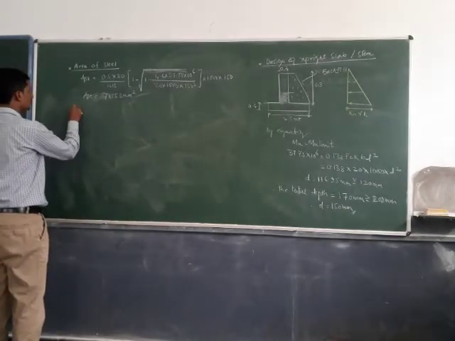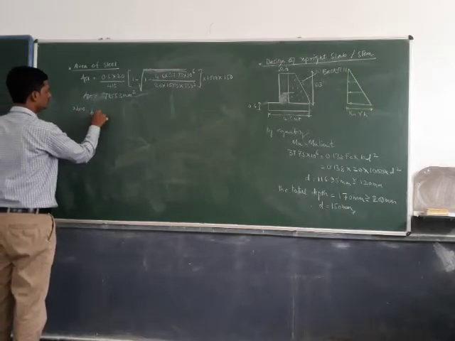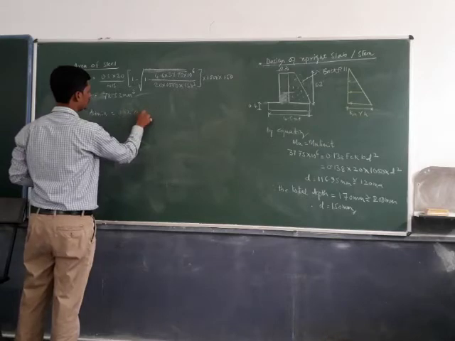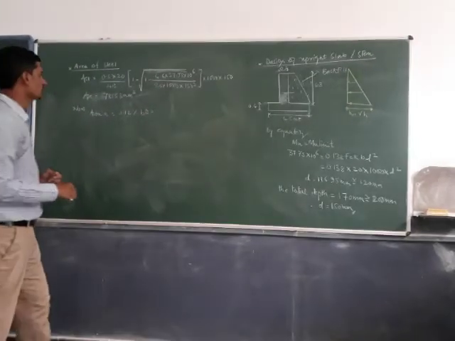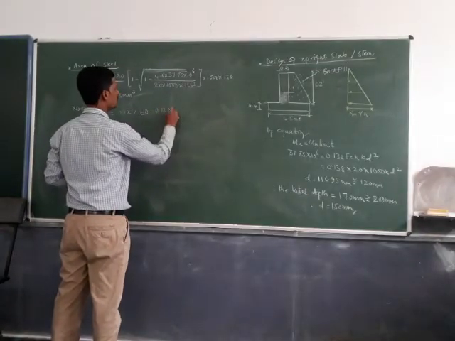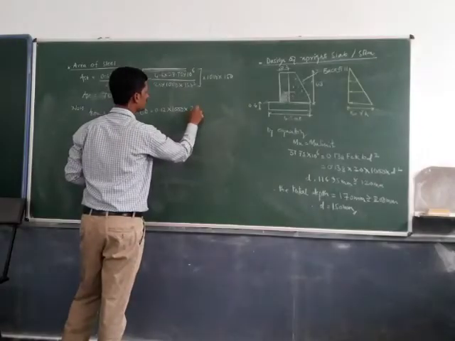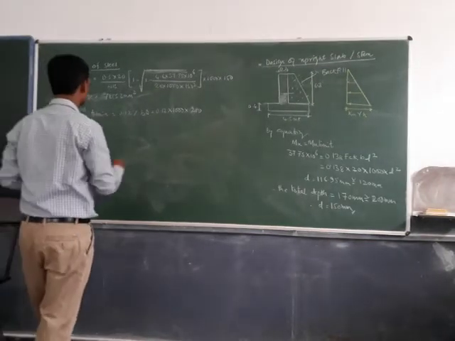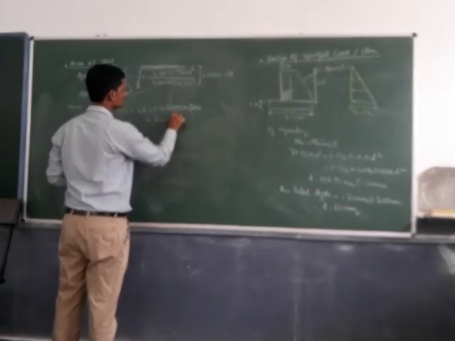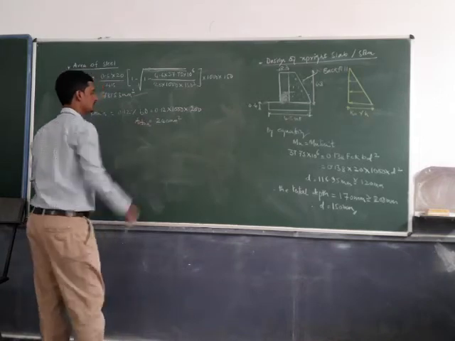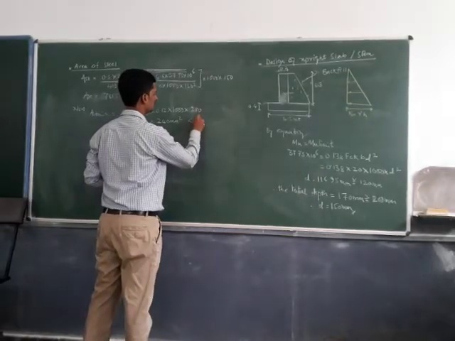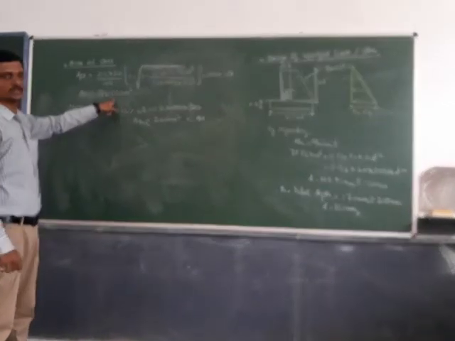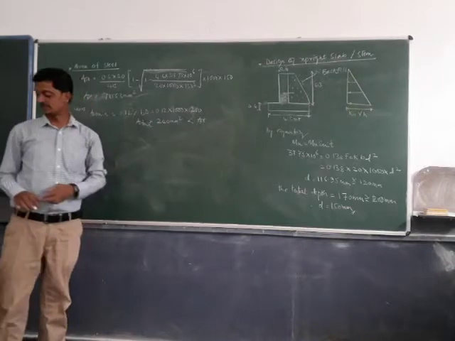Now also you have to check for Ast minimum. Ast minimum is 0.12% of b d. So 0.12%, b is 1000, d is 200, sorry, total depth, that is 200. So we get Ast minimum as 240 mm square, and it is less than Ast. Suppose in this case, if your Ast minimum is more than your Ast, you have to provide Ast minimum only.